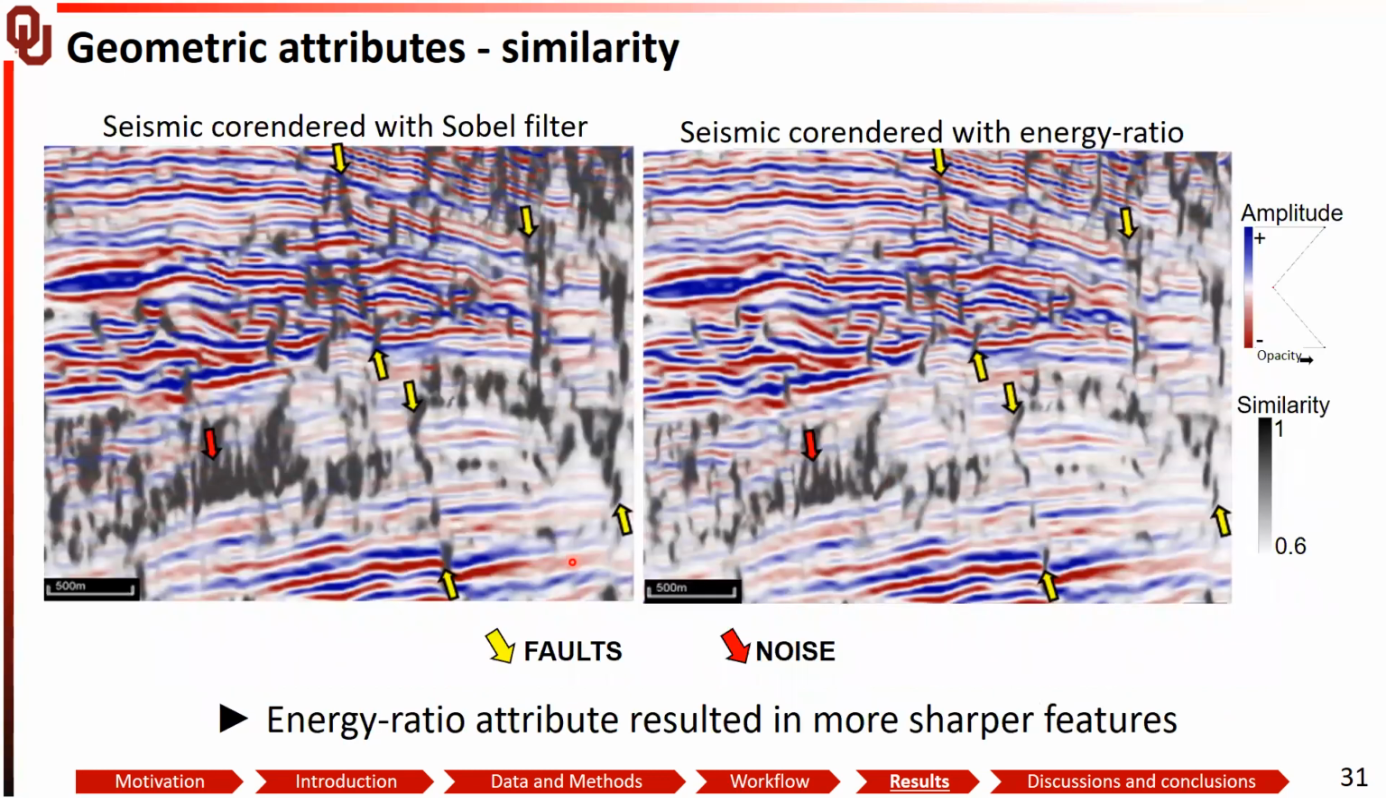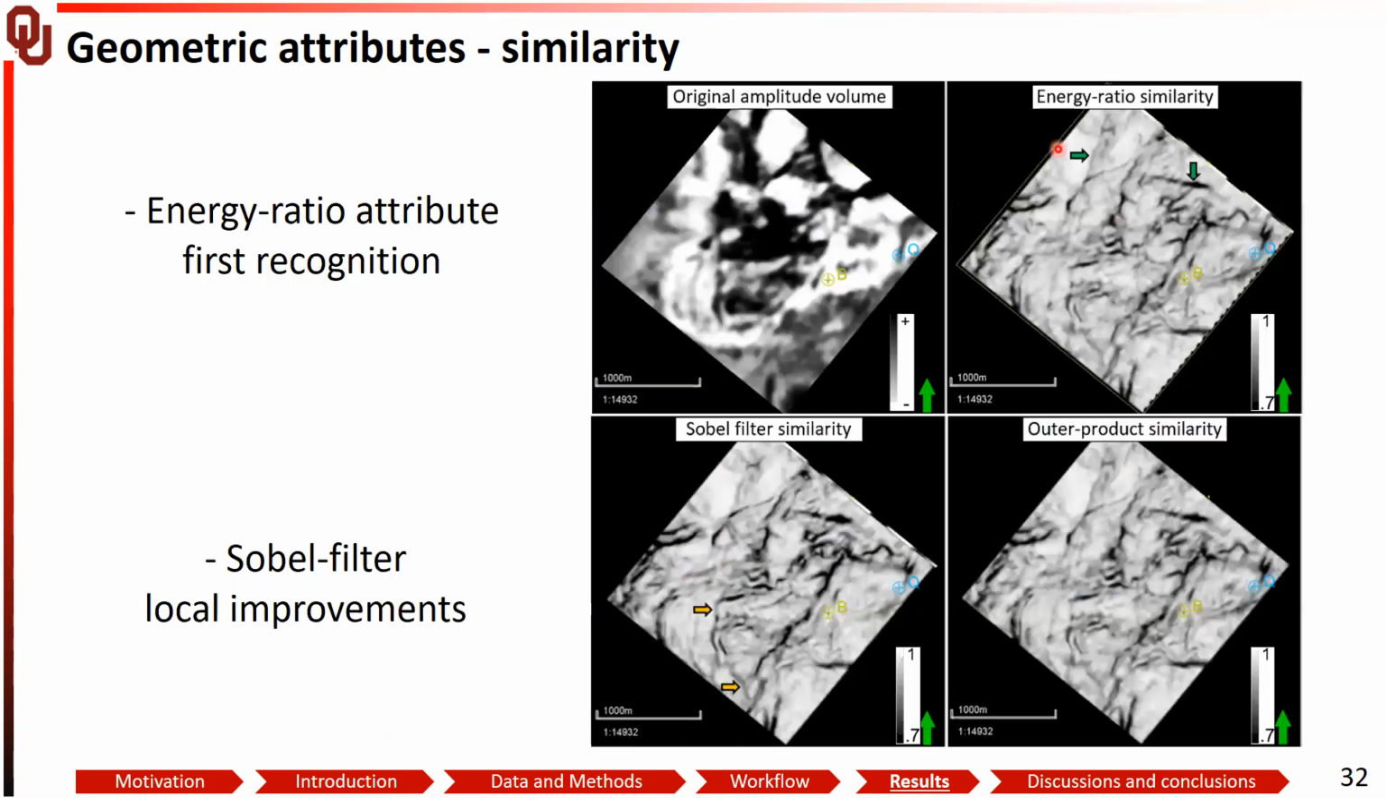And the other geometric attributes that I evaluated, the Sobel filter and also the energy ratio. We can see that the energy ratio provided more sharply defined anomalies. So the contrast is easy to identify here. I used the same limit for the two figures. So I consider this the best attribute to use. Also looking in a time slice, we have here a comparison with the original amplitude volume. And you can see, for example, here we have a better definition of this structure compared to the Sobel filter.